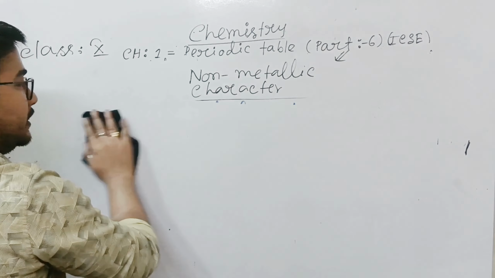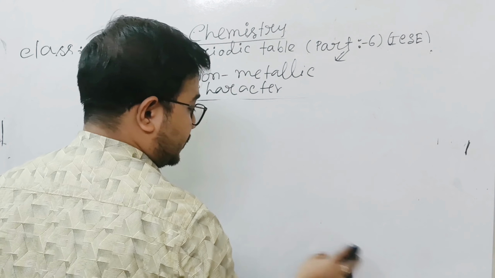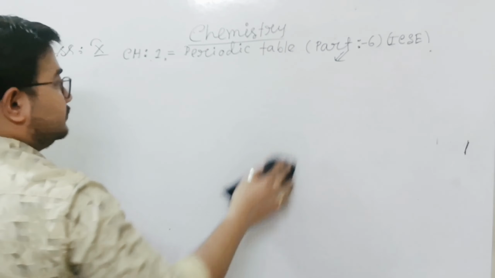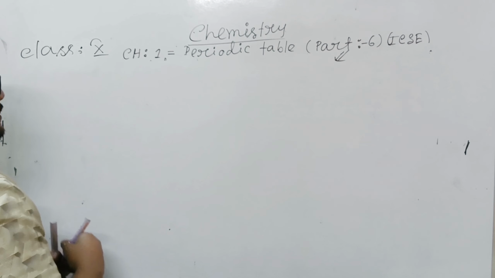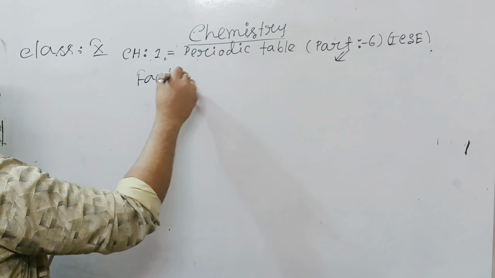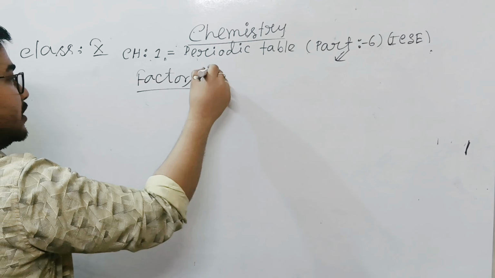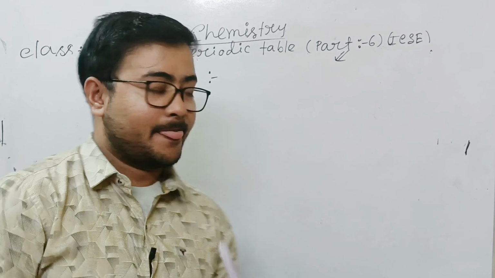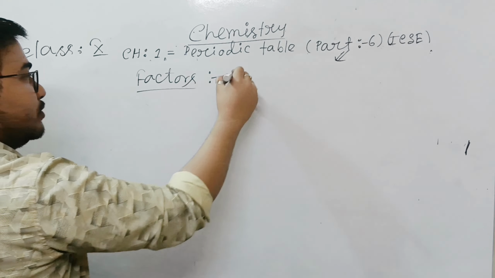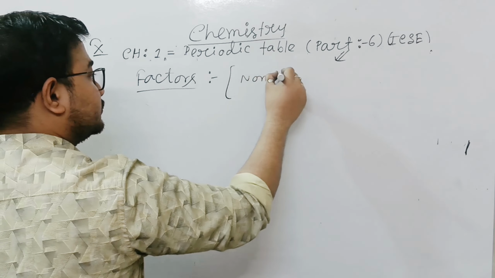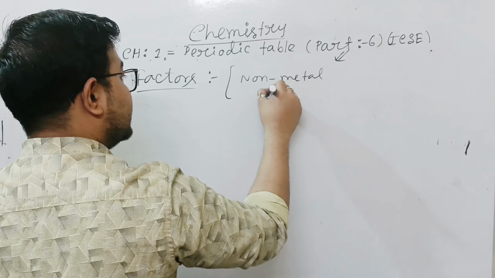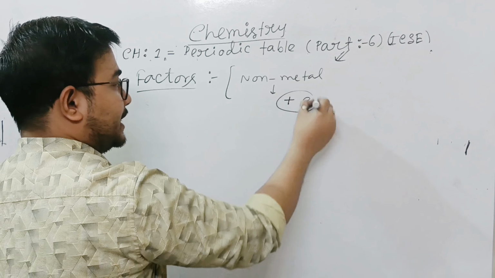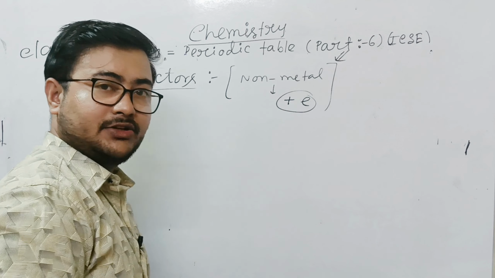Now, the last topic of today's class: the factors on which non-metallic character depends. Again, what is a non-metal? Non-metal means the tendency to accept an electron, and plus means acceptance of an electron.